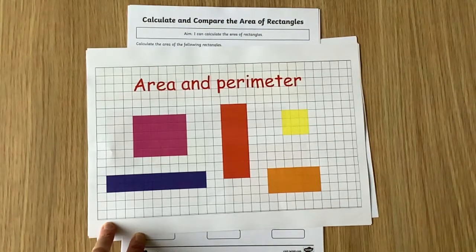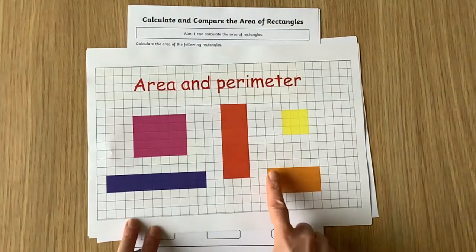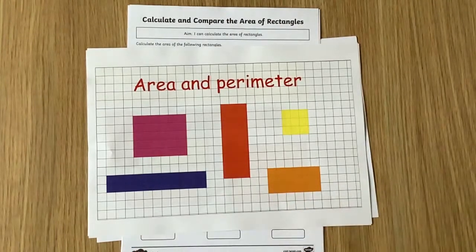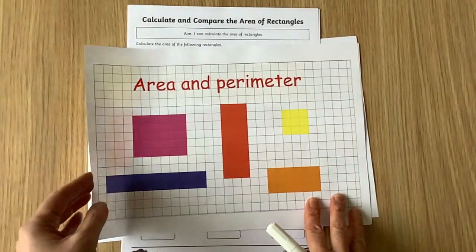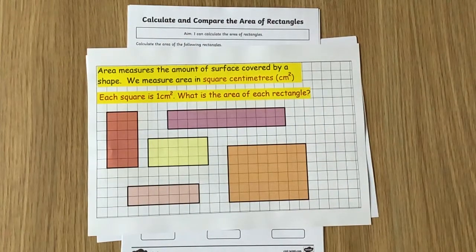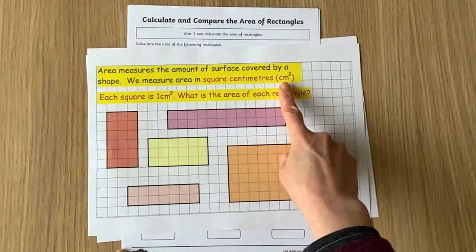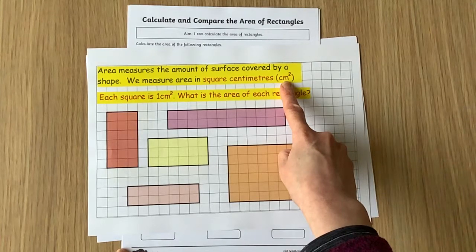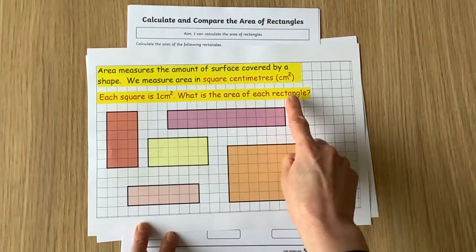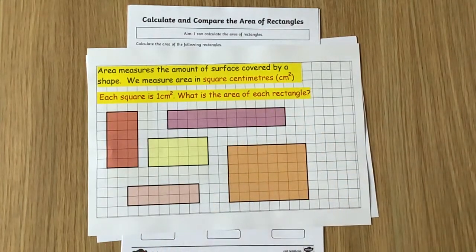But area, which is what we're going to be thinking about today, is about the inside of the shape, the amount of surface that is covered by the shape. Now, you'll remember from P5 then that we can measure area in square centimetres. And you remember in P5 writing it down like this? So we write cm for centimetres. And then because we're looking at squares, we put a little 2 up high. So we are measuring the amount of surface covered by a shape, and we measure area in square centimetres or centimetres squared.